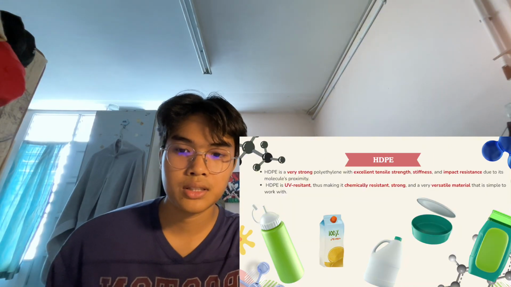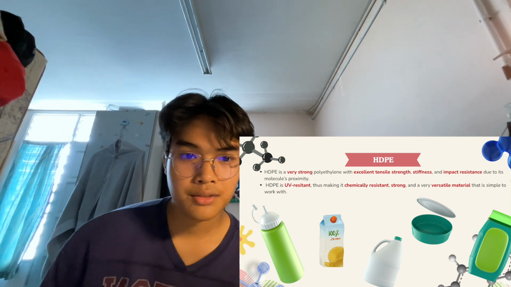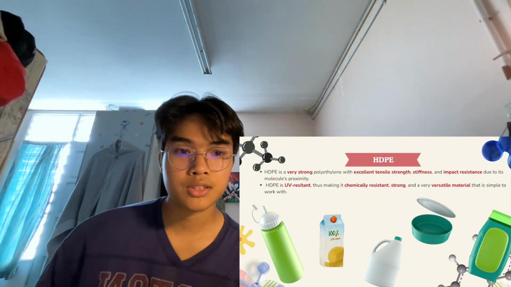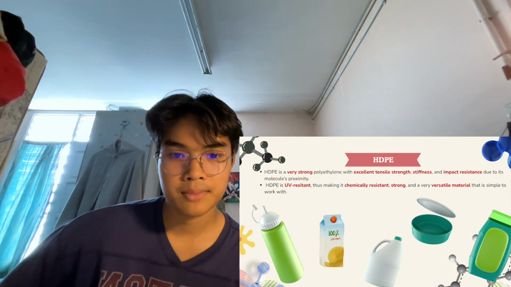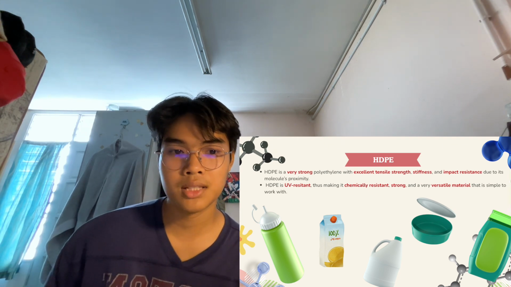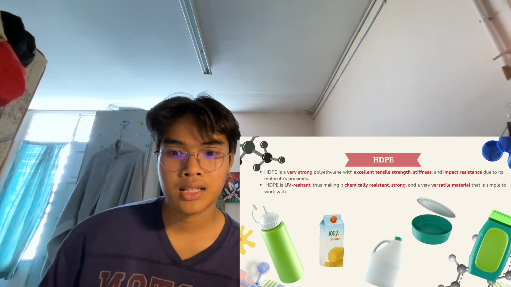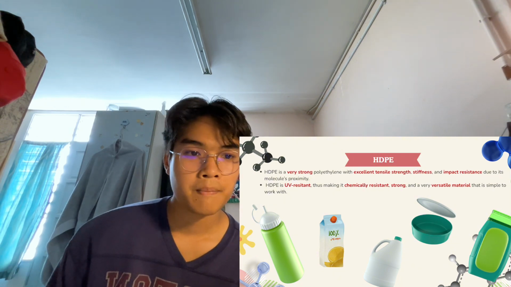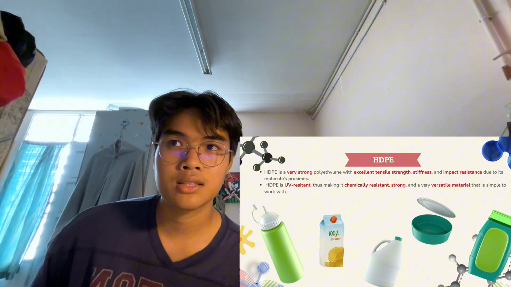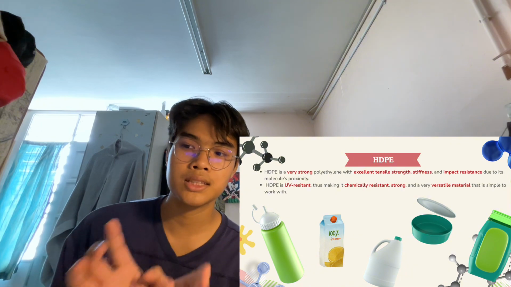Next, I will present the application of HDPE. HDPE is a very strong polyethylene with excellent tensile strength, stiffness, and impact resistance due to its molecular proximity. HDPE is UV resistant, making it chemically resistant, strong, and a very versatile material. It means it can produce more types of material, and it is simple to work with. For example, we can make a shampoo bottle and other hard plastic materials.